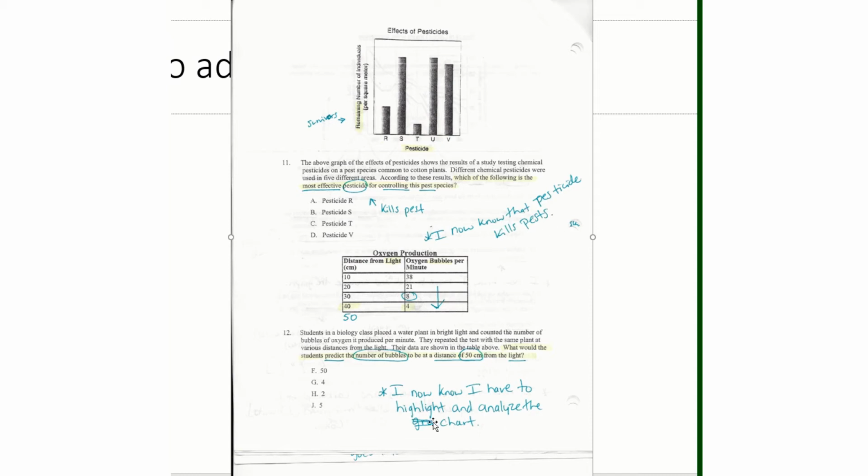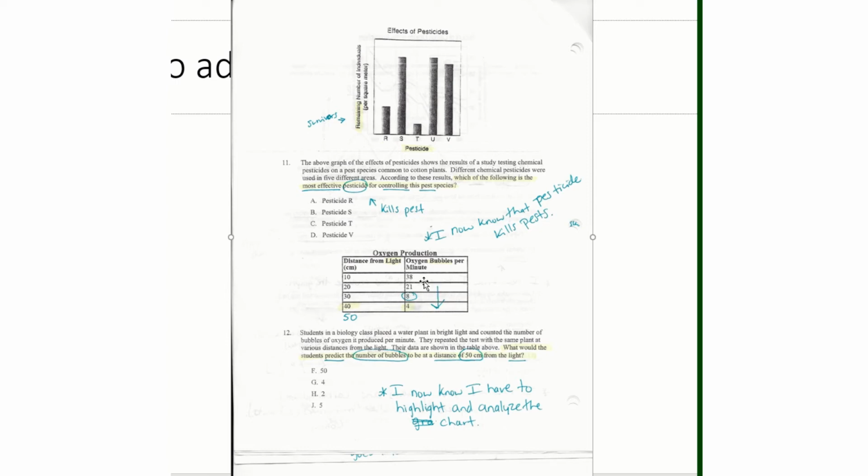That was your answer. This one. What would the students predict the number of bubbles to be at a distance of 50 from the light? So, number of bubbles. We're looking for bubbles here. Highlight it. 50. Is 50 here from the light? No, you have to write it down.